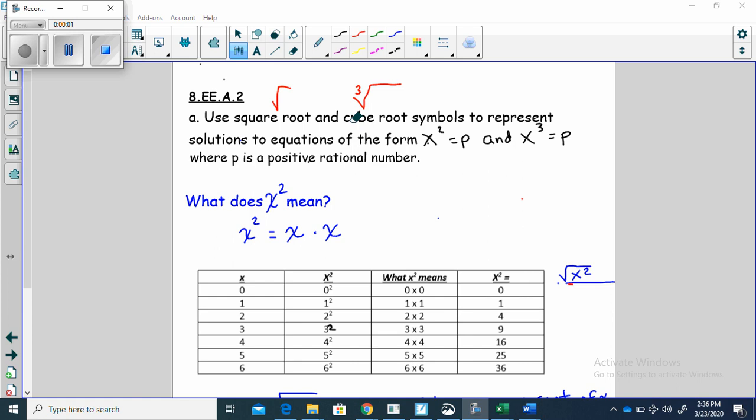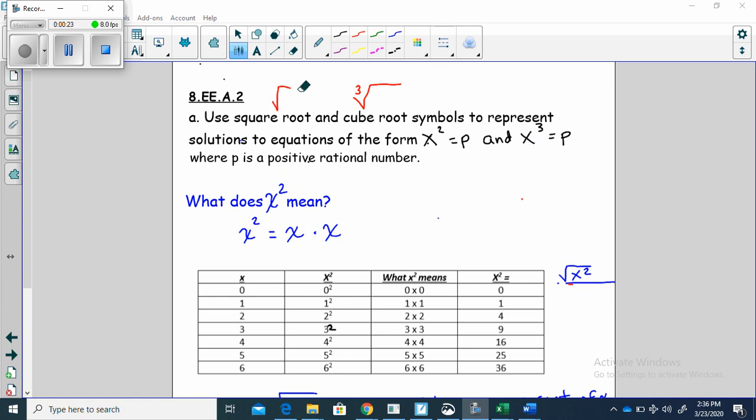Let's review Standard 8 EEA2. We're talking about expressions and equations. There's 3 parts to this standard. The first part, as I've broken it down, is use square root and cube root symbols to represent solutions to equations of the form x squared equals p and x cubed equals p, where p is a positive rational number.